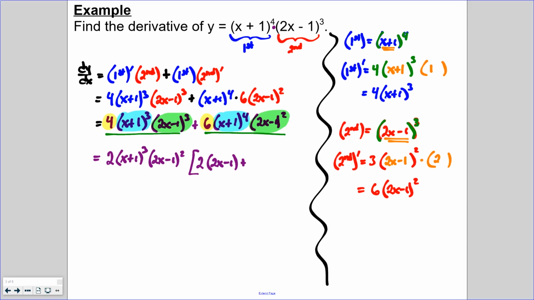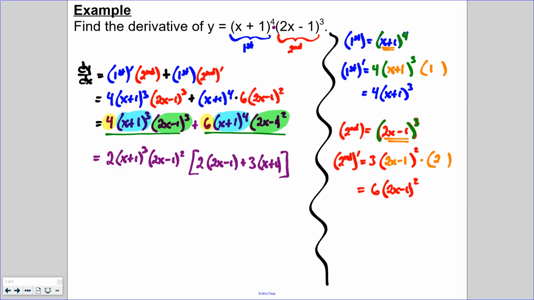Plus, and then start back over. 2 times what gives us 6? That'll be 3. And then (x+1)^3 times what will give us (x+1)^4? That'll be x+1. And then (2x-1)^2 to get (2x-1)^2 is 1, so we don't need to put it.